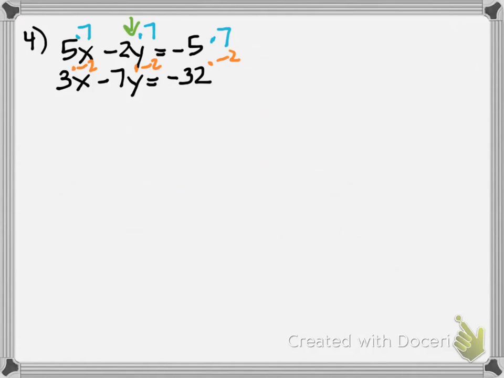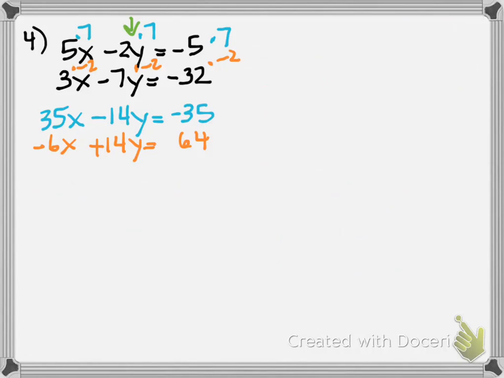So the top equation, and this is why the worst case scenario is the worst case scenario, because you often get bigger numbers to deal with. We get 35x minus 14y equals negative 35. For the second equation, we get negative 6x plus 14y equals positive 64.